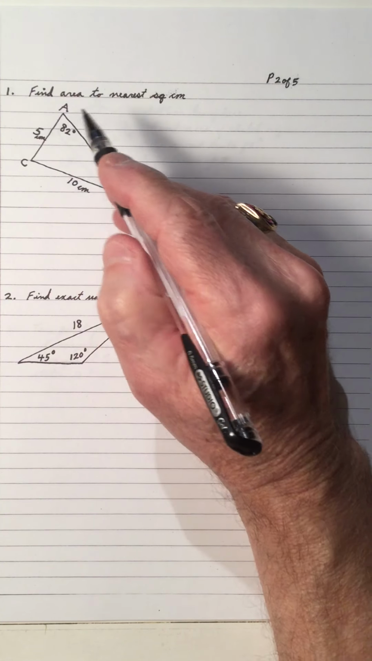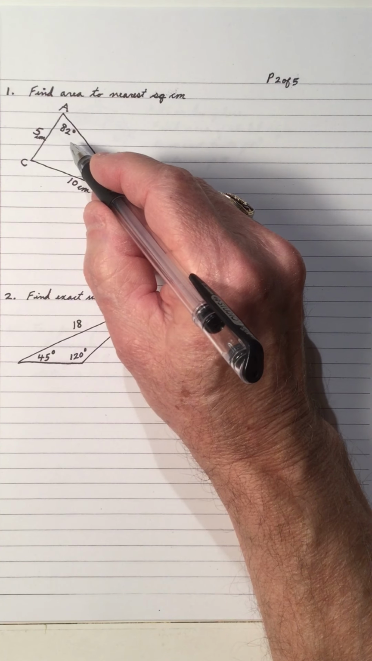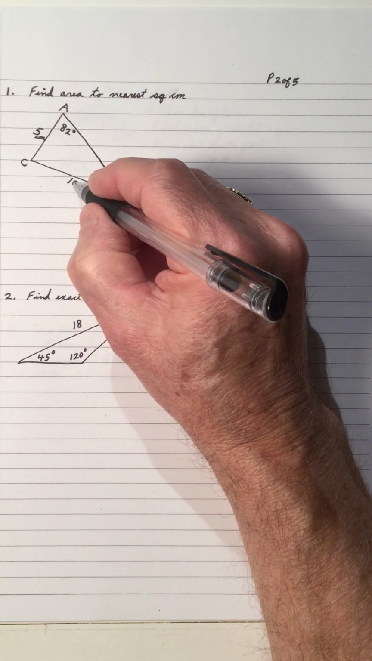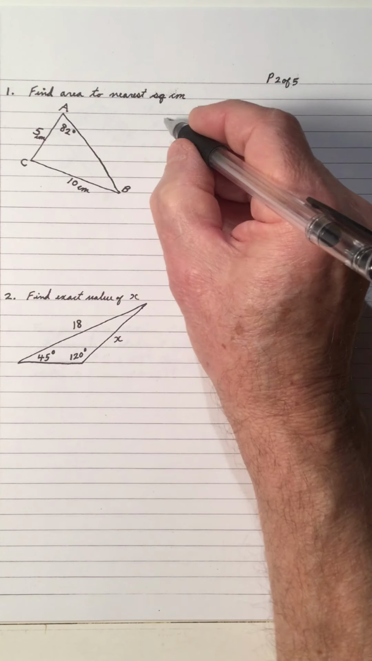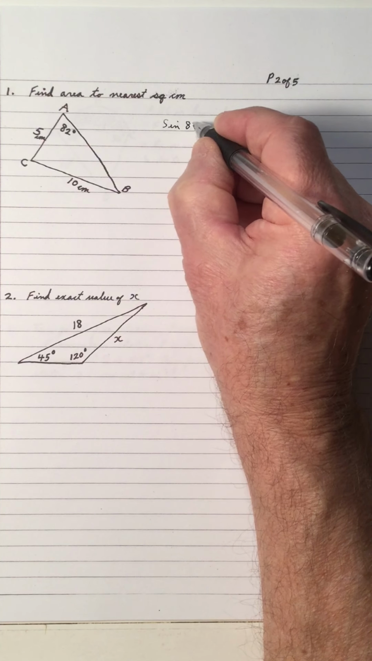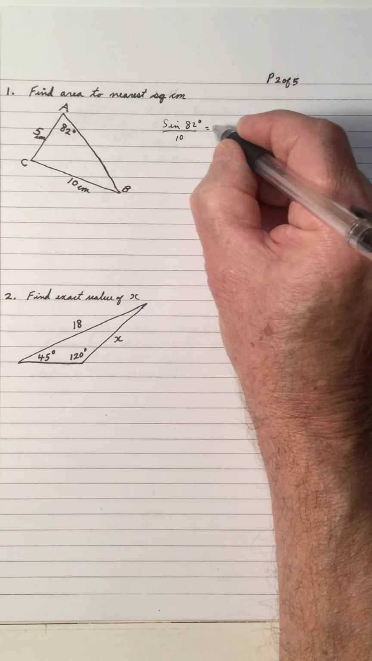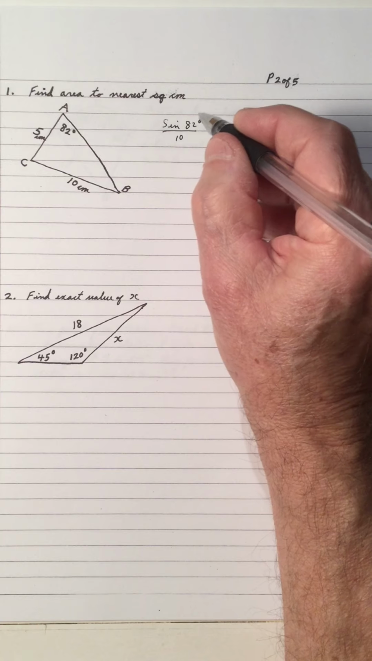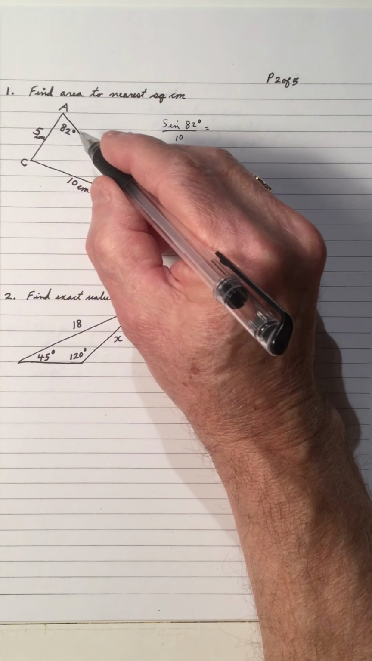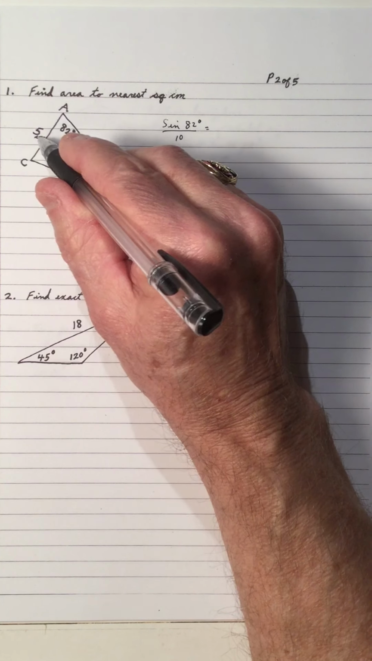The units are centimeters. I have two sides at an angle, and it's not a right triangle, so I can't use SOHCAHTOA. And I have an angle and a side opposite the angle, so I can use my sine law. So the sine of 82 over 10, and if I have an angle and an opposite side, then I can use this side.